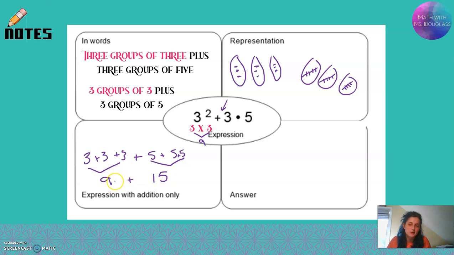This is a faster problem to do. We're starting to realize what order we're going to solve things in. 9 plus 15. Honestly, I do 10 plus 15 is 25. 1 less than that is 24. And this is the strategy we're using on our work today.